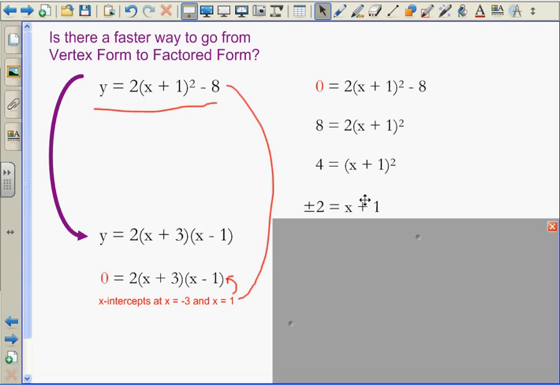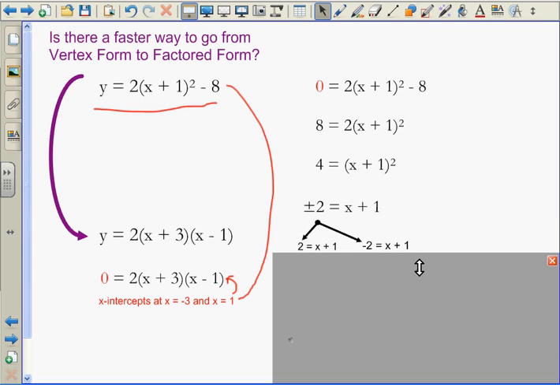Now, a lot of people back in Algebra 1 would have left it looking like this and then subtracted the 1 over and thought that your answers were plus minus 1, which is not true. We know one of the answers is 1, but the other one's negative 3. So that's not what we're supposed to be getting. I would totally recommend that you take this plus minus 2 and split it apart into two separate equations to make sure you get two separate answers.